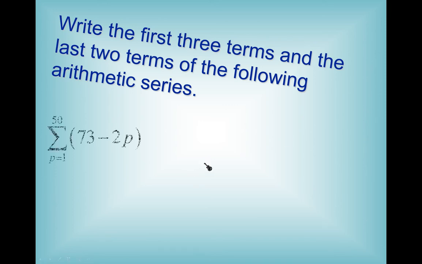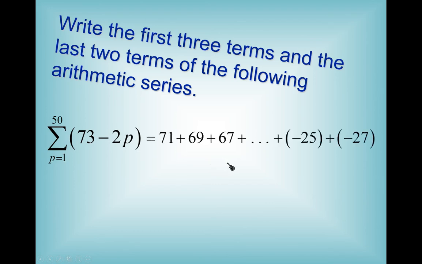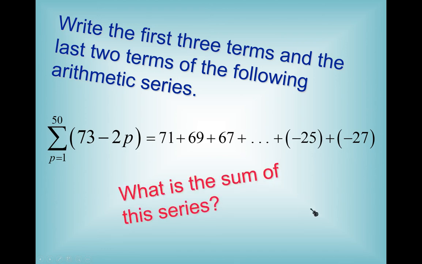Hindi na siya sequence, ha? Ayan yung may sigma. So, sigma is equal to 73 minus 2b. So, pag na-represent natin yan, ganyan yan. 71 plus 69 plus 67 plus so on. Plus negative 25 plus negative 27. What is the sum of the series?